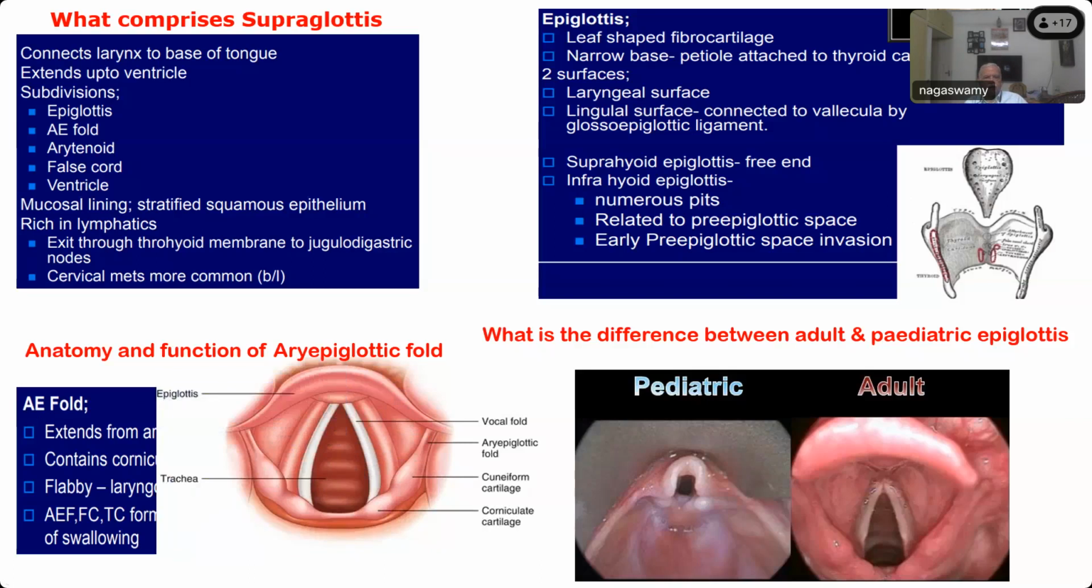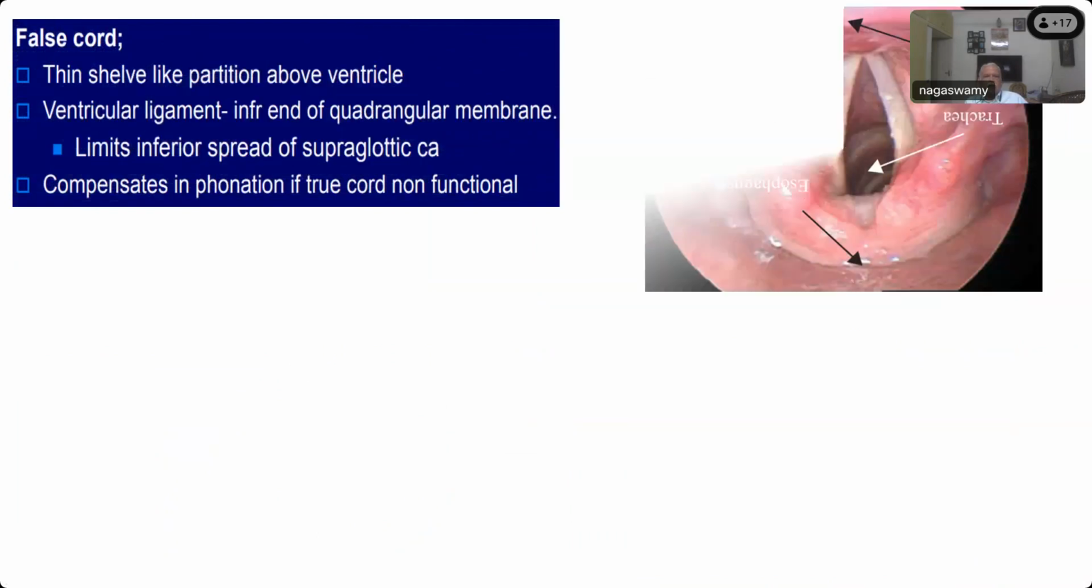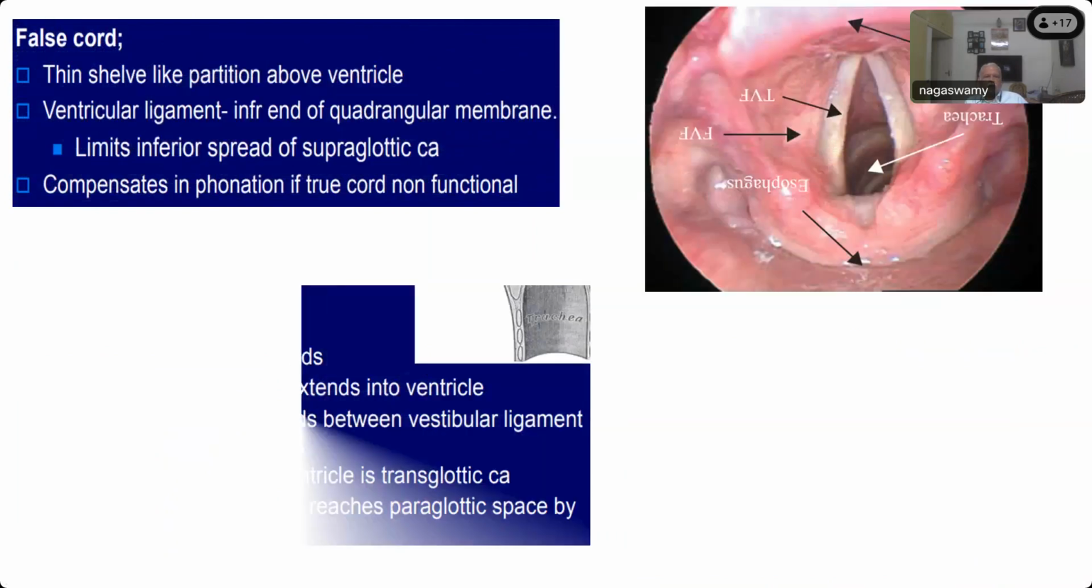So this is how the whole thing is. This is the vocal cord. This is the periepiglottic fold. This is the epiglottis, this is the arytenoid cartilage, so it is connected to that. It pulls the epiglottis down while you are swallowing to cover this entire thing. And it contains the corniculate and cuneiform cartilages embedded into it. So these are all about the false and true vocal cords.